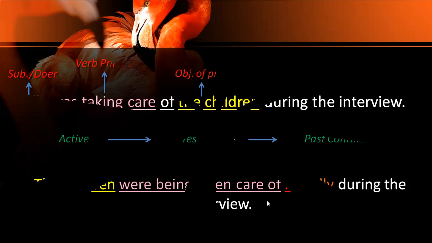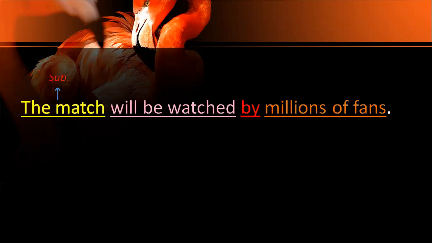Okay. Now let's move to the next sentence. The match will be watched by millions of fans. Now, the match here is a subject, but why did not we say that it is a doer as well? Because have a look at the verb phrase, will be watched. Is it the match that will watch? No, it is actually millions of fans will watch. So millions of fans, this is the doer, and the match is the original object. Therefore, the sentence is passive.